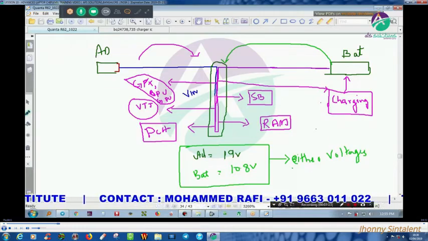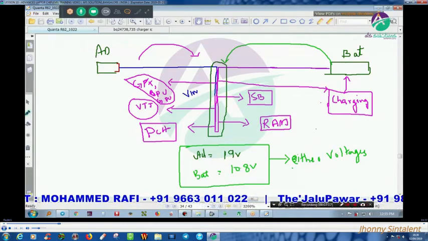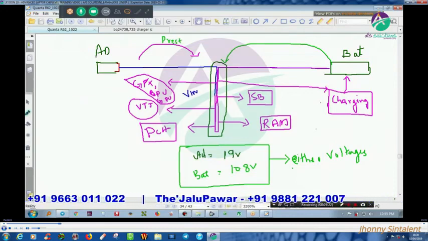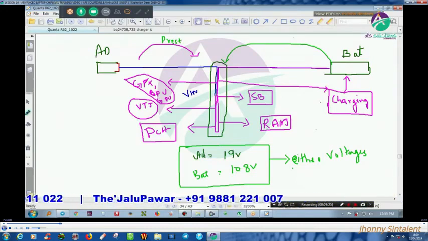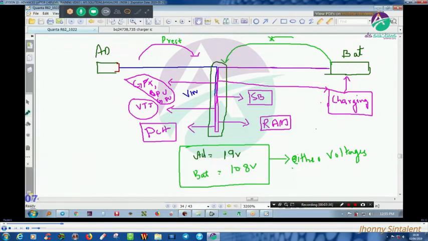Either one voltage should be available. So what is the condition? When the adapter is present, the battery voltage will not work. Okay. When the adapter is not present, the battery voltage will come inside the laptop.